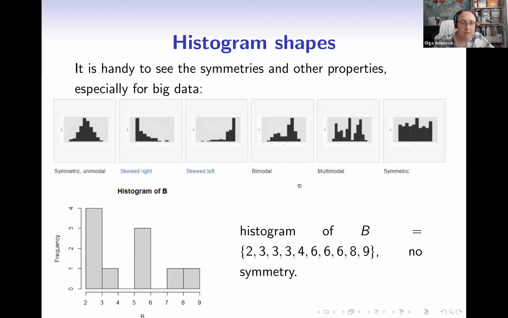So here are some examples of them. For example, the first distribution is obviously symmetric. The last one can also be called symmetric, then skewed right, skewed left, bimodal, multimodal. And you see that, well, how about the last one? Does it really look symmetric to us?